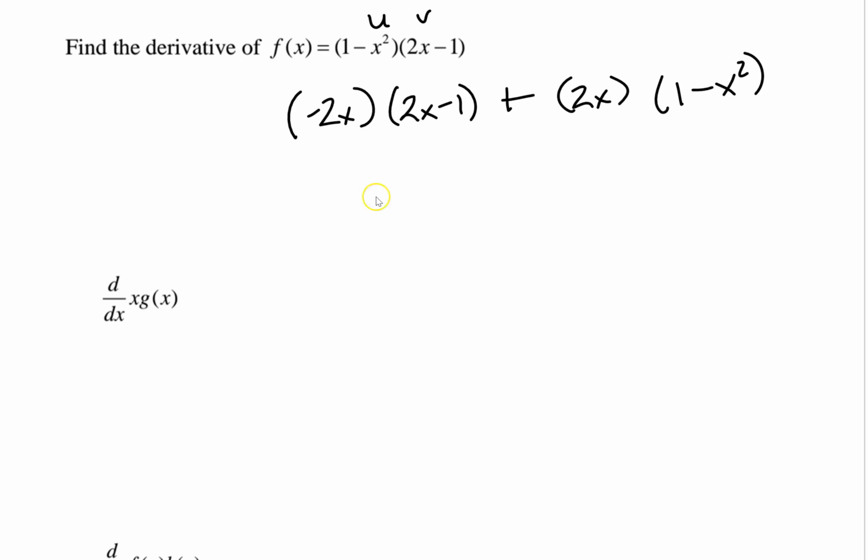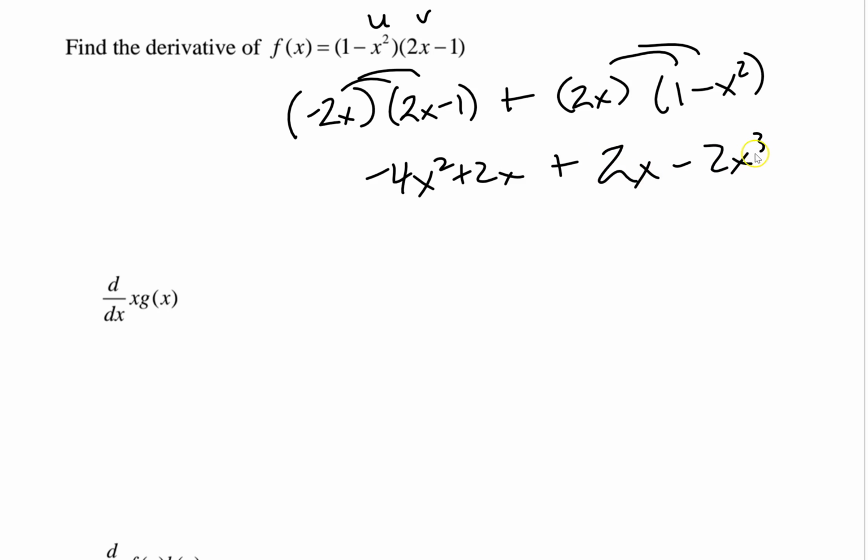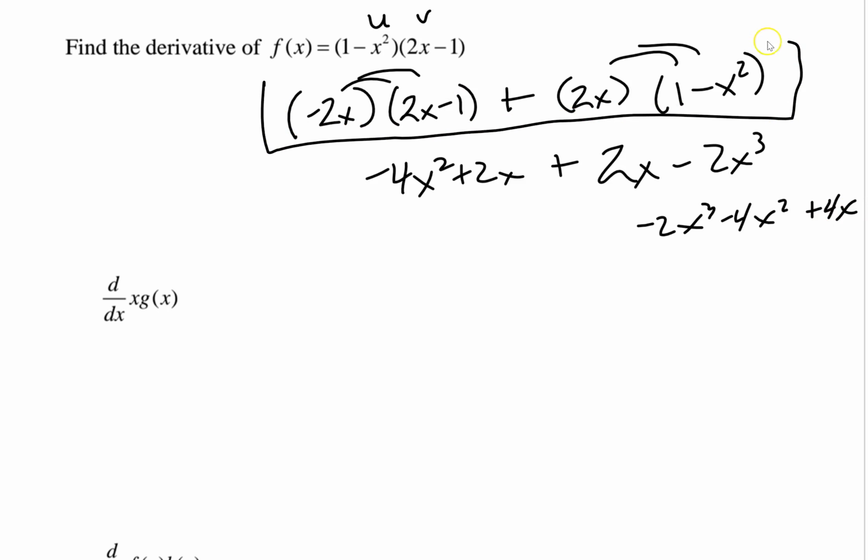Most of the time you just leave it like that and you're done, but if you want, you can simplify it also. Negative 4x squared plus 2x, plus, you can distribute this, 2x minus 2x cubed, then we can make it pretty: negative 2x cubed minus 4x squared plus 4x. But again, in IB, unless they specifically tell you to put it in a certain way, this is fine. And if they say to put it in this form, then you have to get that far.